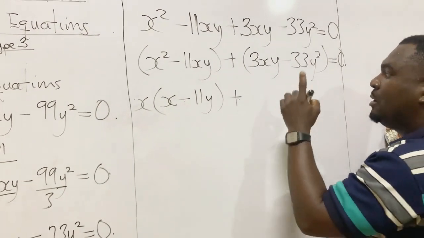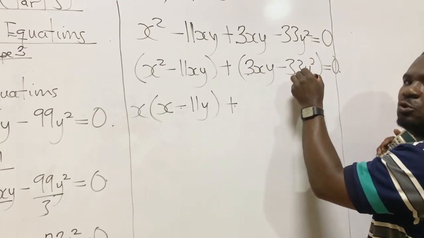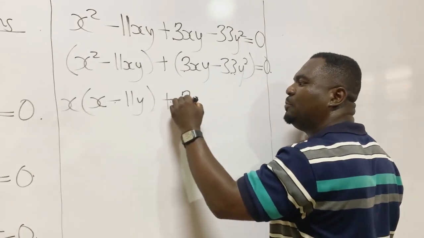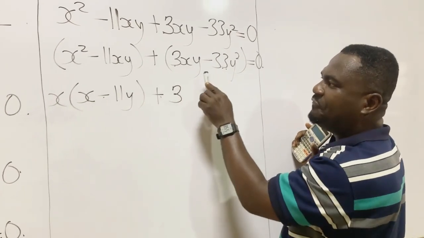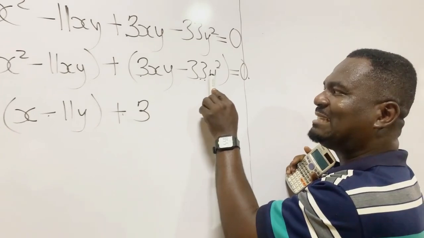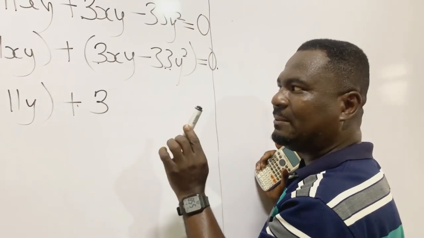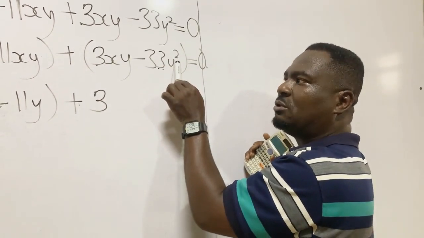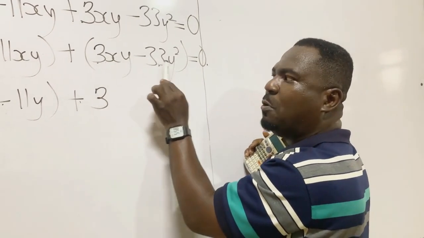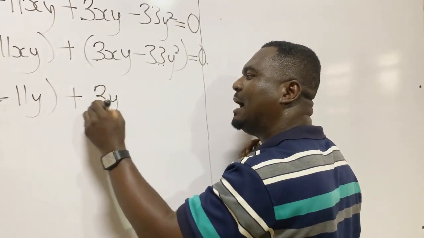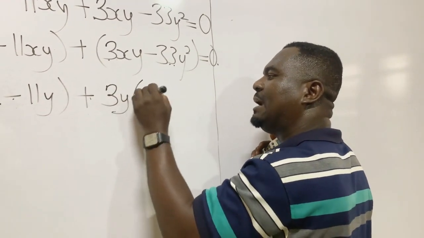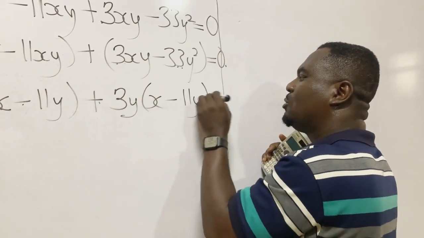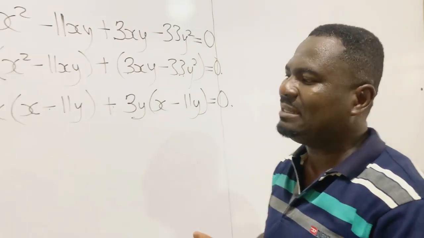Then we come here, watch here. 3 can go into 33, so meaning 3 is common, so you put your 3 out. You check your variables. X is here, but x is not here, meaning you cannot factorize x out. You check the other variable, which is y. Y is here, y is also here, then meaning y is common to both terms, so you can now factorize y out. What is left? X minus 11y equal to 0. So it's simple.